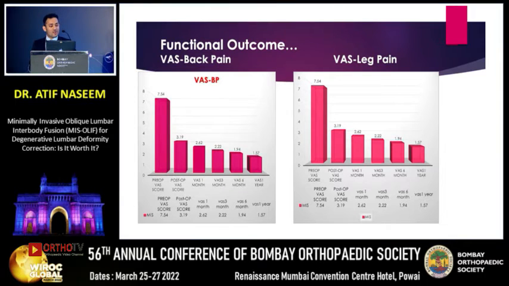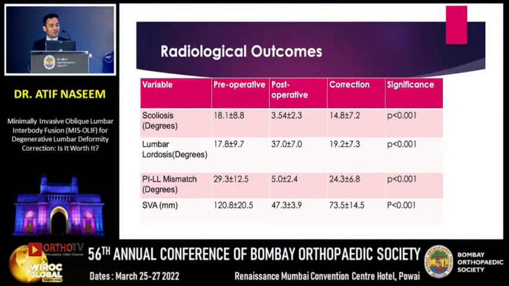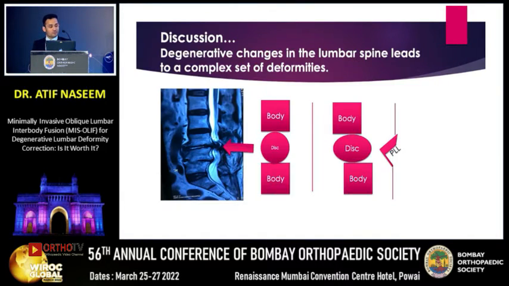There is improvement in VAS scores of leg pain and back pain. Similarly, the ODI score was clinically significant from preoperative status to follow-up at 12 months. Similarly, the radiological corrections achieved, which were scoliosis, lumbar lordosis, PI-LL mismatch, and sagittal vertical axis, all of them were clinically significant. The p-value is less than 0.001.